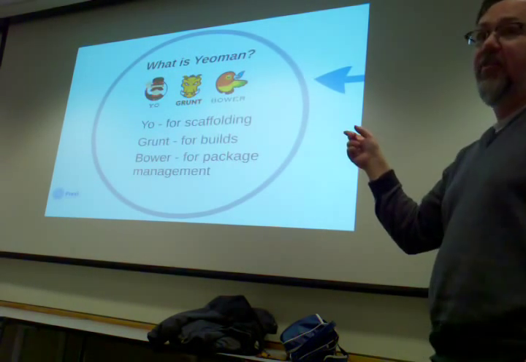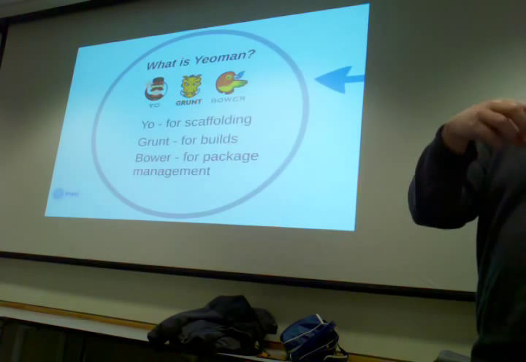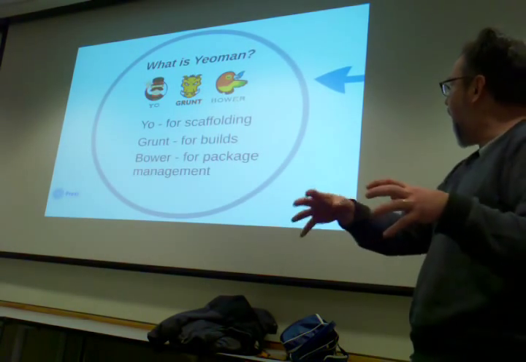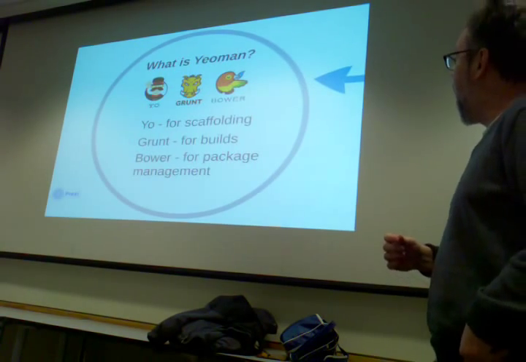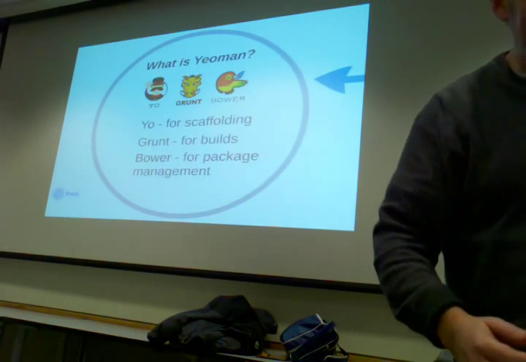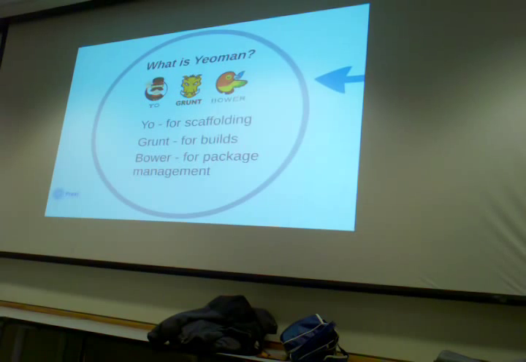A bower is obviously a bird. They store little shiny things inside of a house. So you can kind of think of Bower as package management, storing your packages inside your bower. And Grunt's a warthog. I have no idea why Grunt is a warthog.